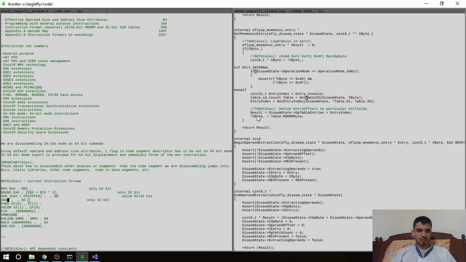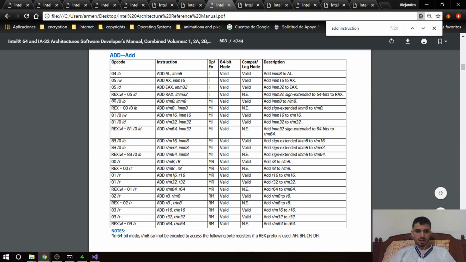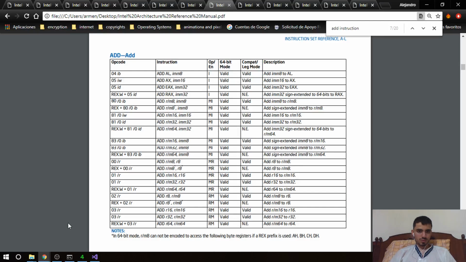(6432). That's correct. This is only 32. If add, and we have here another add, isn't it? We have the other add, which has an EAX, so it's a 32-bit and a memory operand. So it has to be rather, you know, it has to be rather this one, isn't it?